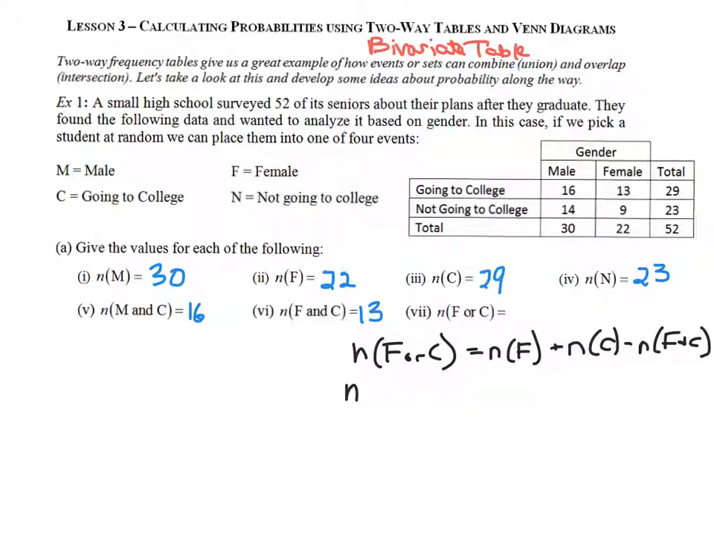So the number of females or college would be equal to the number of females, which I see as 22, plus the number going to college, 29, minus the number of students that are females and going to college, because I've already counted them. So let's subtract 13, and when I do that, I see that this total is giving me 38.